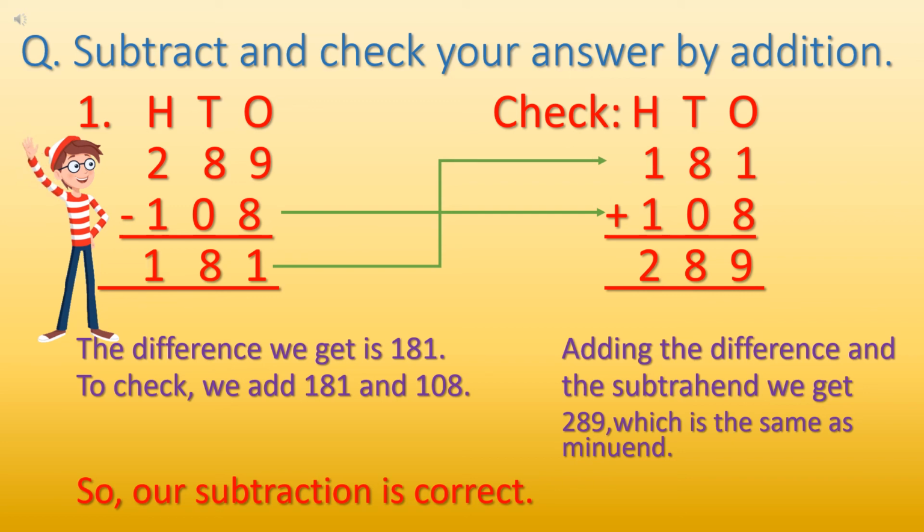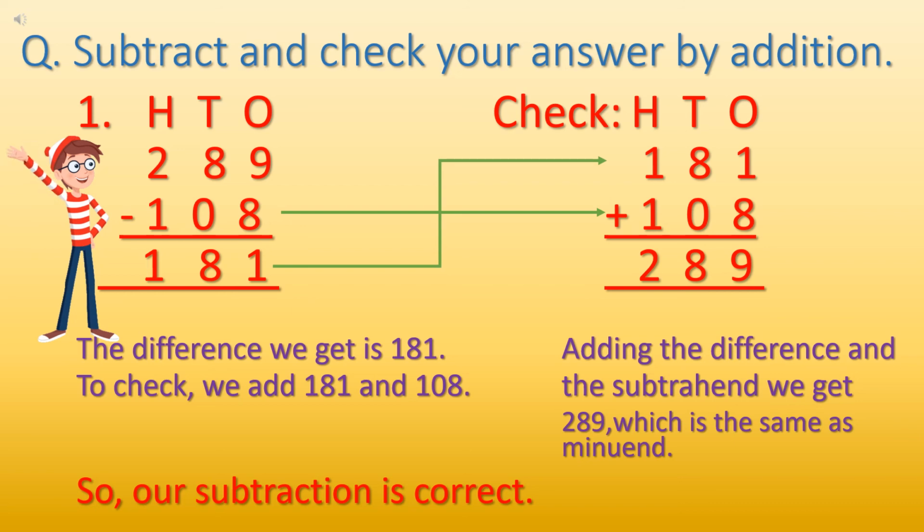So now to check our answer, what will we do? We will add difference and subtrahend. That means we will add 181 and 108. 181 is difference and 108 is subtrahend. Let's add them. First of all, we will add ones place. That is 1 plus 8 equal to 9.